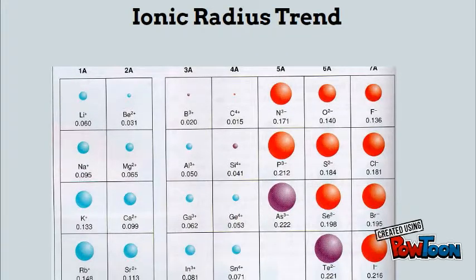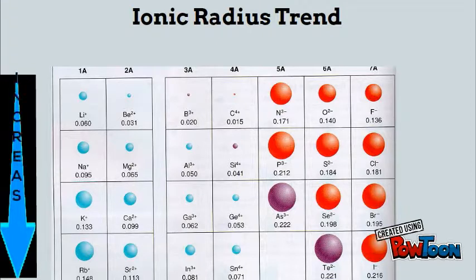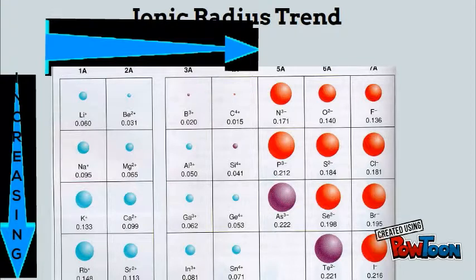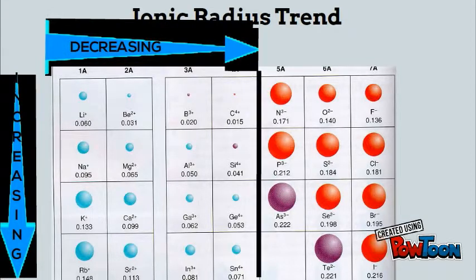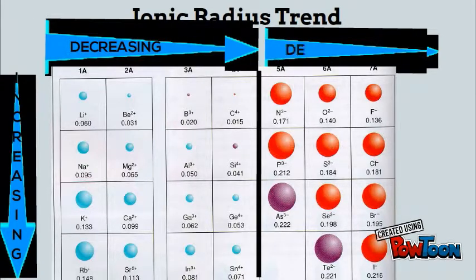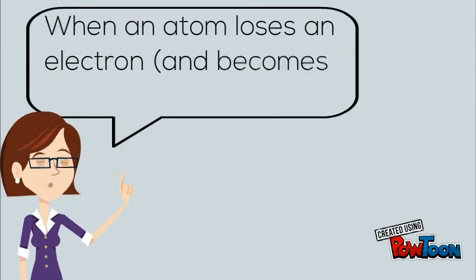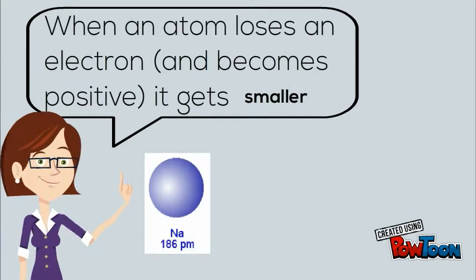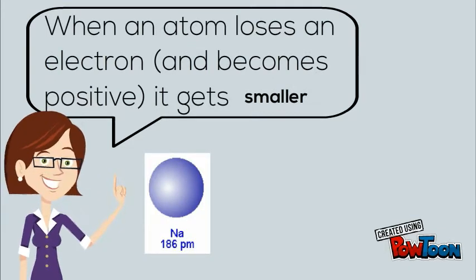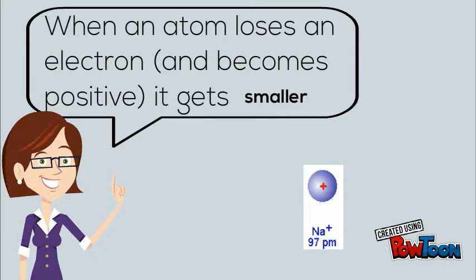So if you look at this table, if you're moving top to bottom, you're going to be increasing in radius. Then you get much larger at this line. Then again, moving left to right, you're decreasing in size. So why is that? When an atom loses an electron and becomes positive, it gets smaller. So if we look at this sodium atom, it has a 186 picometer radius. Once it loses that electron, its 11 protons can pull in the rest of those electrons a lot closer, and its radius is now 97 picometers.